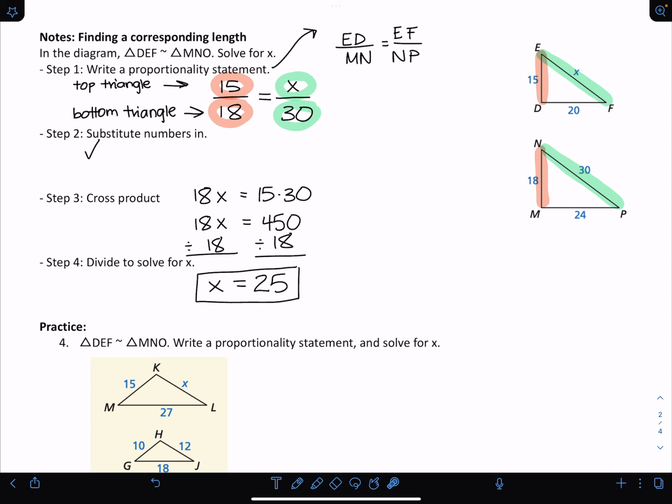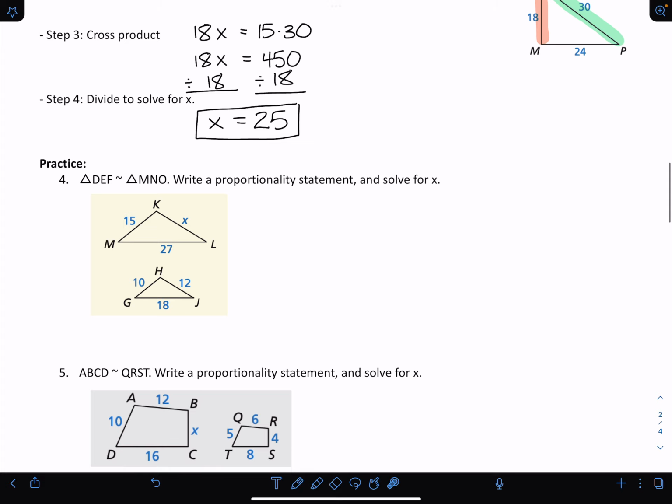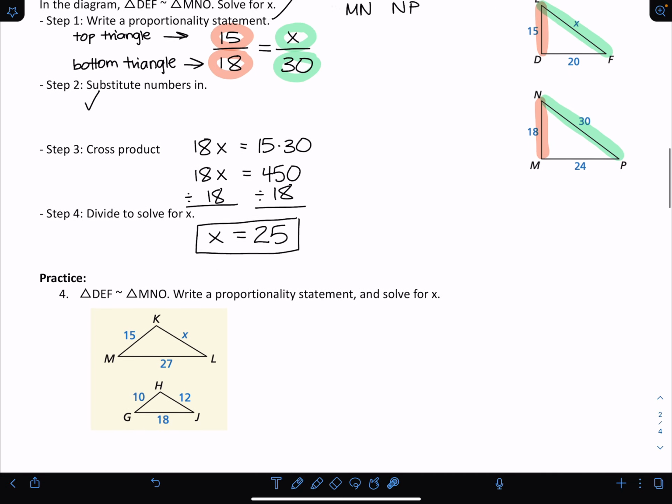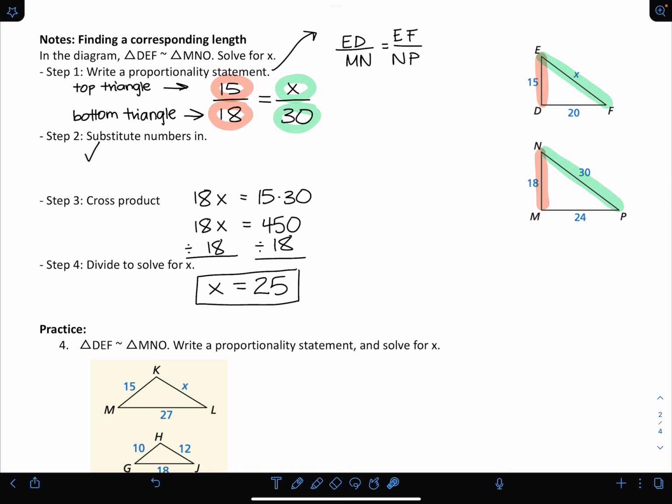I think I will leave you here to do the rest of the practice problems. I'm going to put the answers to the practice problems up on Schoology, so check your work there when you are done. If you get stuck on any of the questions, put a star next to it, and we'll go over it when I get back.